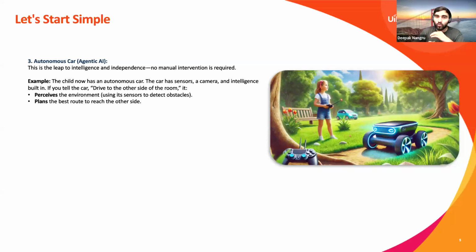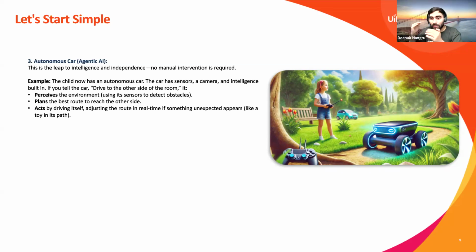It can plan the best route for you because it knows the map of your room, so it can detect that you have to go from this position to that position. So it will determine which path is the best suited route, because it can analyze your whole room and see what things are placed at which point. It can act itself: it has perceived, planned, and is acting on it. It is driving itself, adjusting the route in real time. And if something is happening in the background, it changes its path. As simple as that. So this is how it is happening.